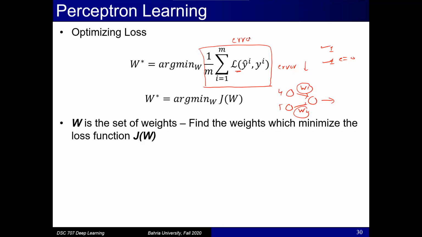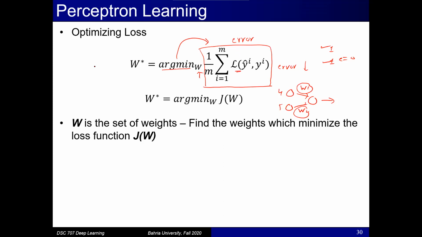So whatever I have said, find values of weights for which error is as low as possible, or the error is minimum. If you write it mathematically, you call it argmin, right? So it means you have to find those values of w for which this thing in the red box has the minimum value, right?